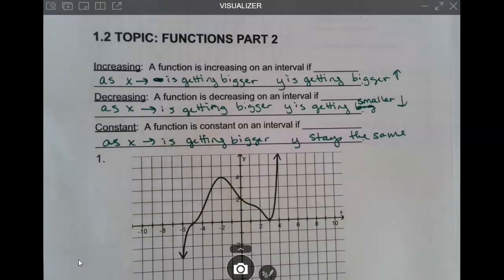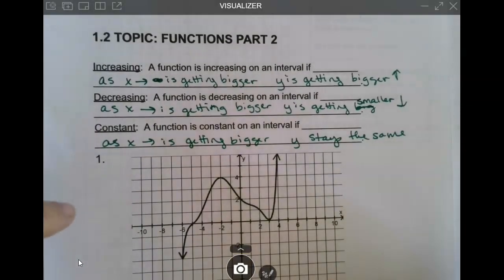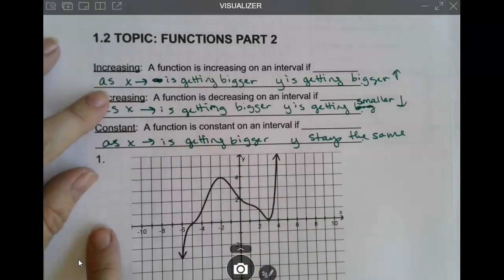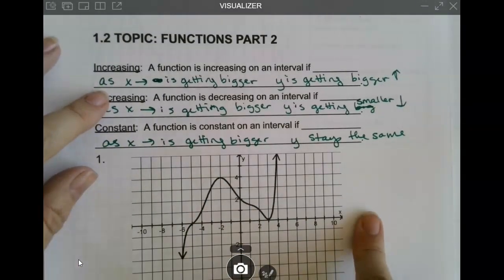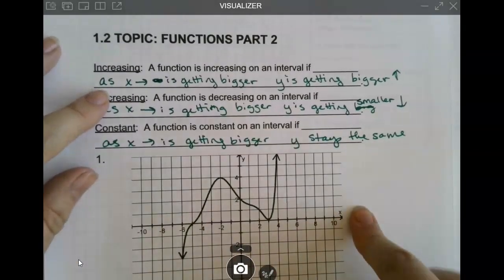Okay, so here we discussed increasing, decreasing, and constant. And these were the notes we had, and if you need to take these notes down, just pause the video and copy them down. But basically, we always read graphs going from left to right, just like we read words when we're reading a sentence. So we're always going this way.